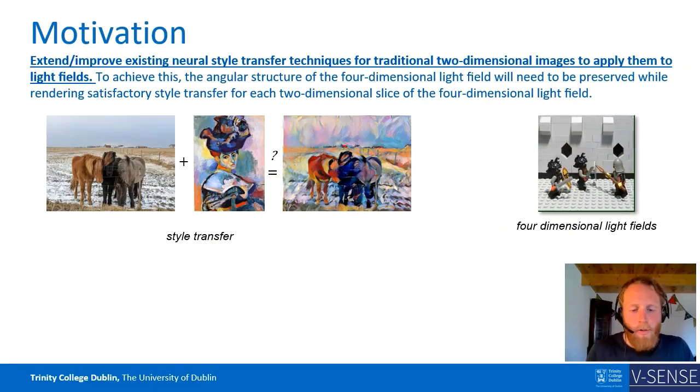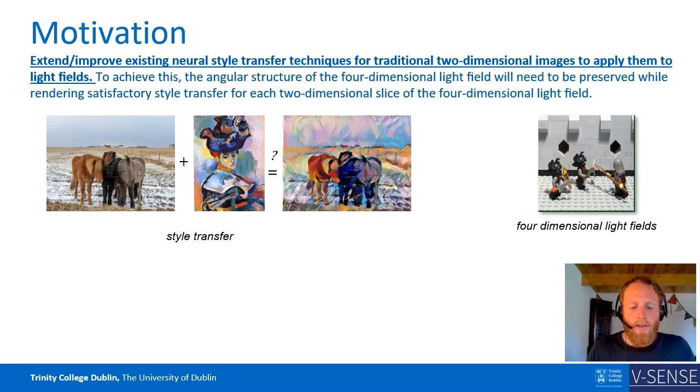The motivation for our work was to extend existing neural-style transfer techniques for traditional two-dimensional images and apply them to four-dimensional light fields and to evaluate the results. Towards this, we will present our novel optimization-based method for light field style transfer. Our method iteratively propagates the style transfer from the central view of the light field to the outer views, while always ensuring that local angular consistency is preserved.